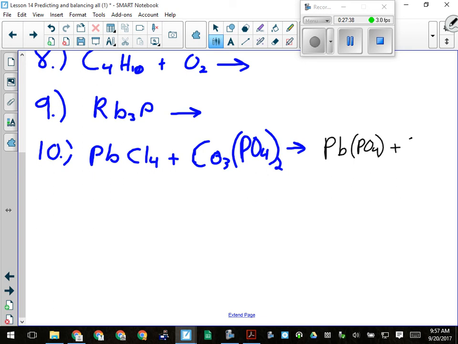Cobalt is going to end up with chlorine. Now, on this side, since phosphate is a -3, this cobalt had to be a +2, so the 2 goes there. Lead's a 4, so we're going to have 3 and 4, so we'll have 3, 4. Then you got to balance it from there.